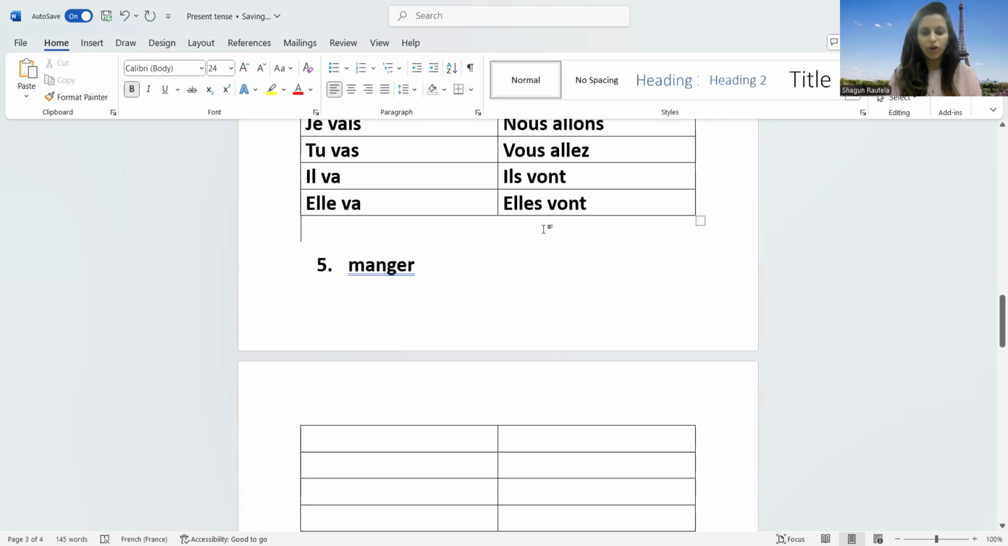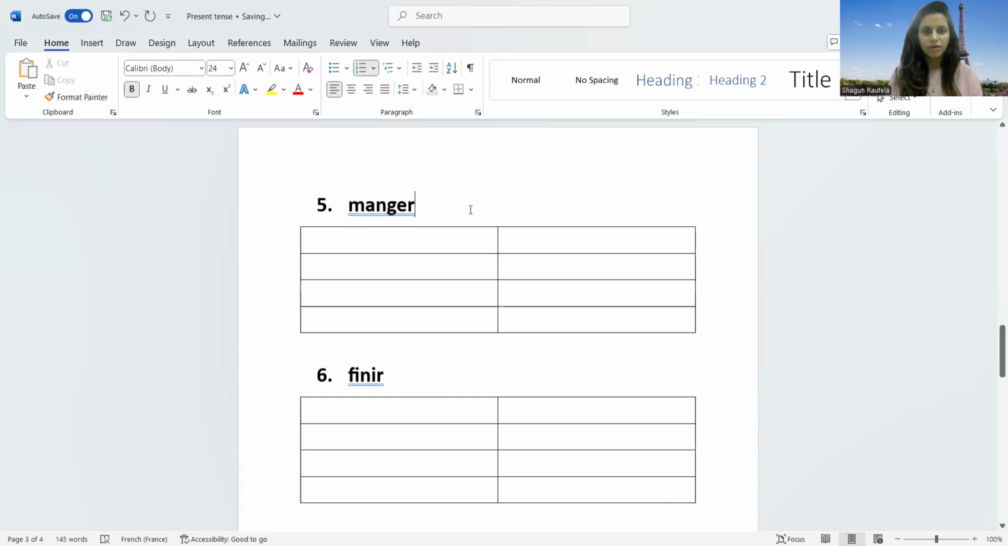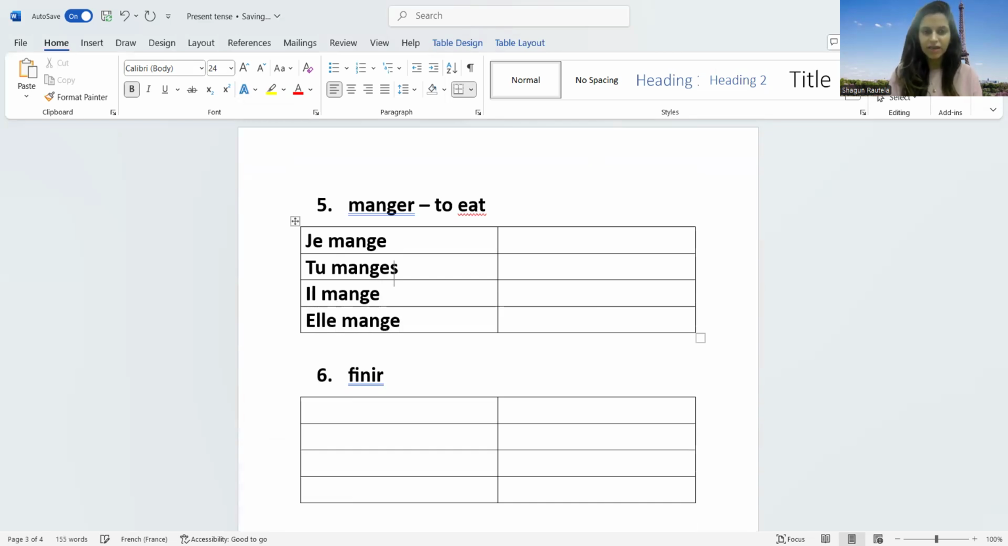Manger. Moving on to our next verb. Manger is to eat. How do we conjugate this one? Je mange, the ending is E, ES, E.